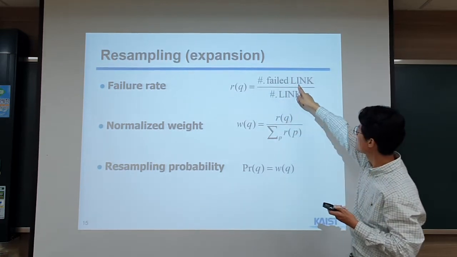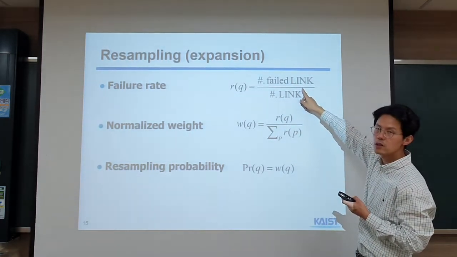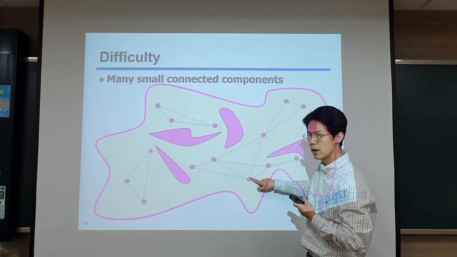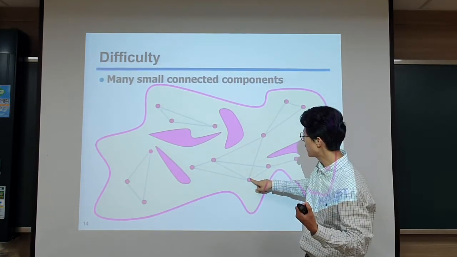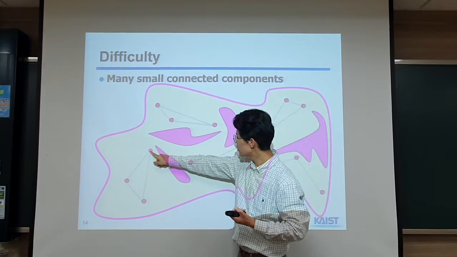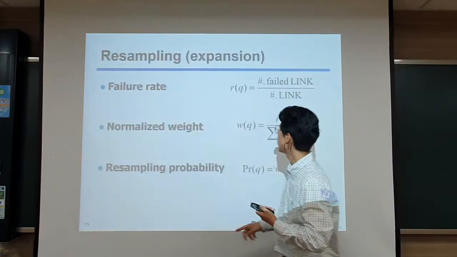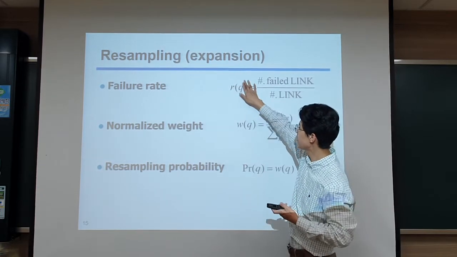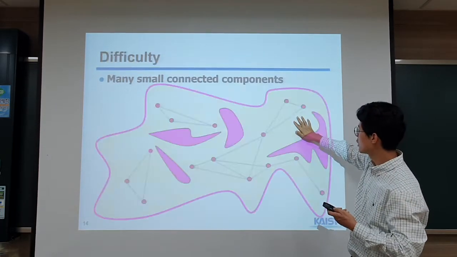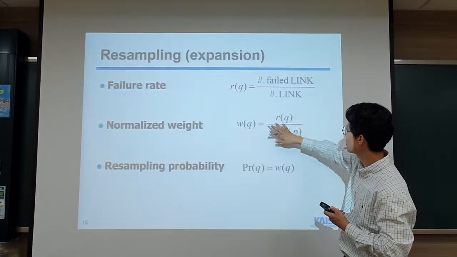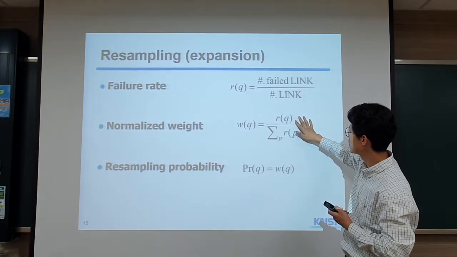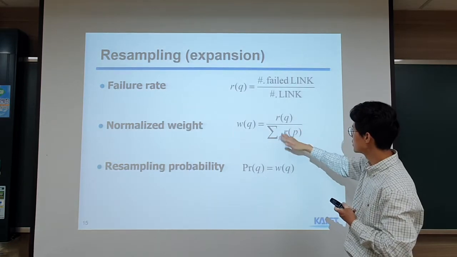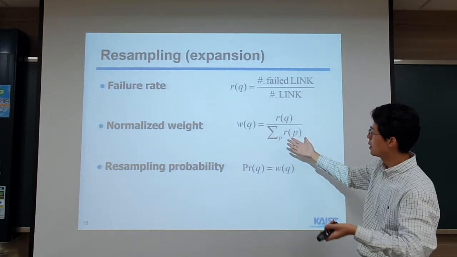There, and then we also measure how many link operations actually failed. So for example, for one node we might not have many failures, but for another node we might have a lot of failures. Then, based on this failure rate, since there could be a lot of nodes, we normalize each failure rate for each node with the summation over the nodes.